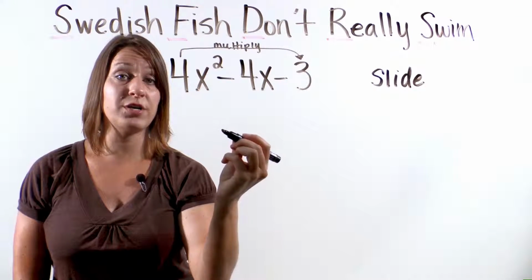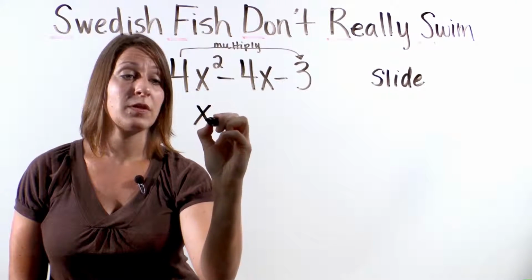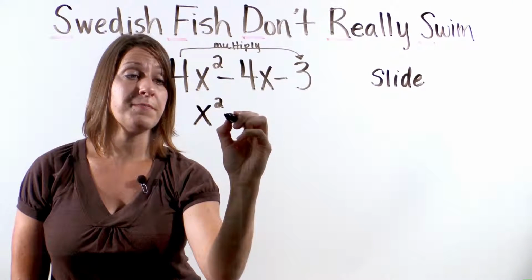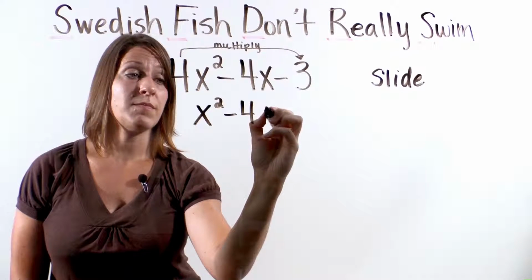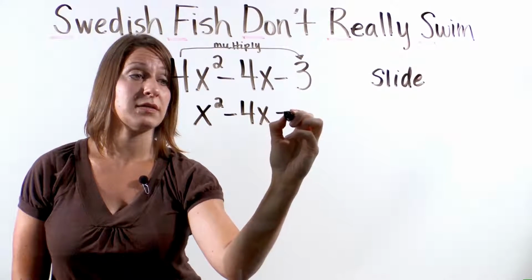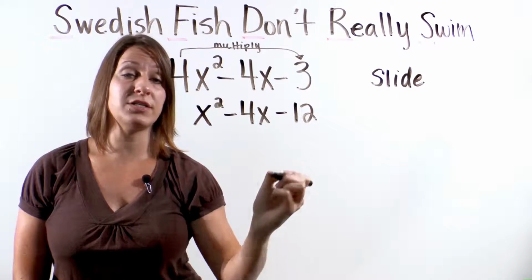This is what our trinomial looks like now. x squared minus 4x minus 12.